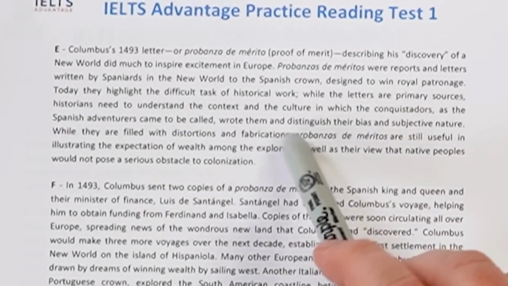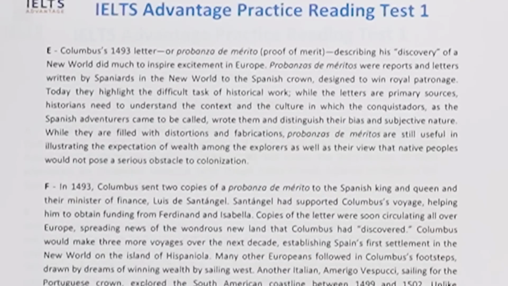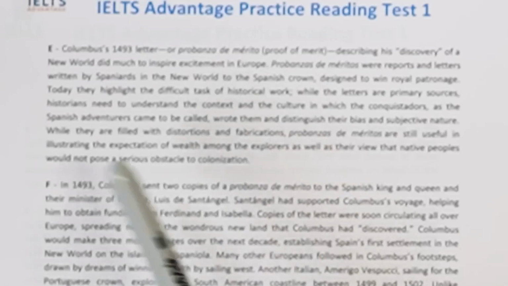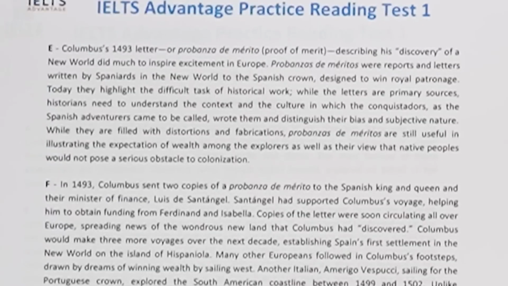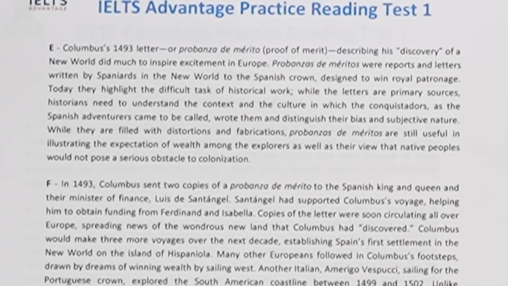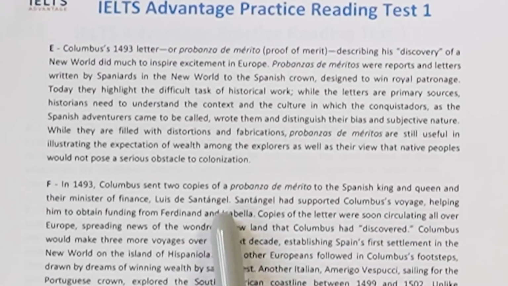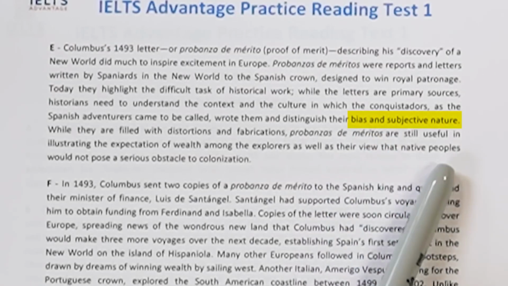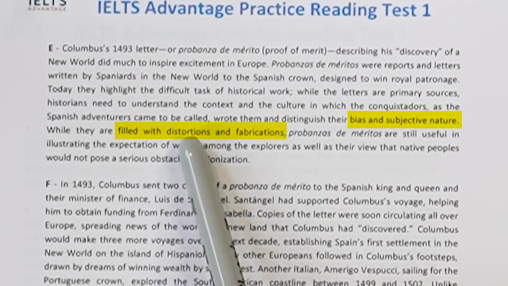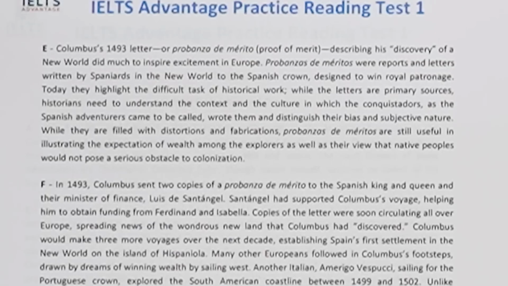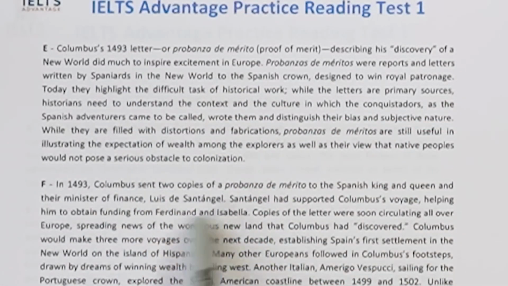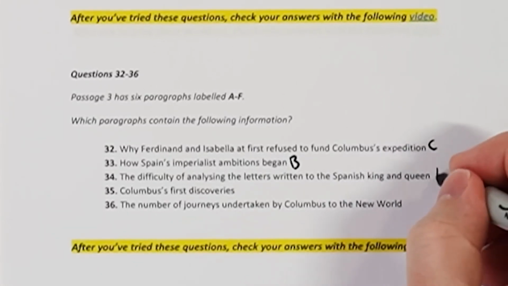There's some mention of letters here. Columbus's letters. Okay, so we have letters, but we need to read carefully to see if there's difficulty analyzing it. It doesn't say directly here. You need to read between the lines and understand the context. They have bias and have a subjective nature. They are also filled with distortions and fabrications. All of these are negative things when it comes to using these as reliable sources. But even if you didn't really understand that, this is the only place where they talk about a letter. This is more talking about a report, so we can put E in here.